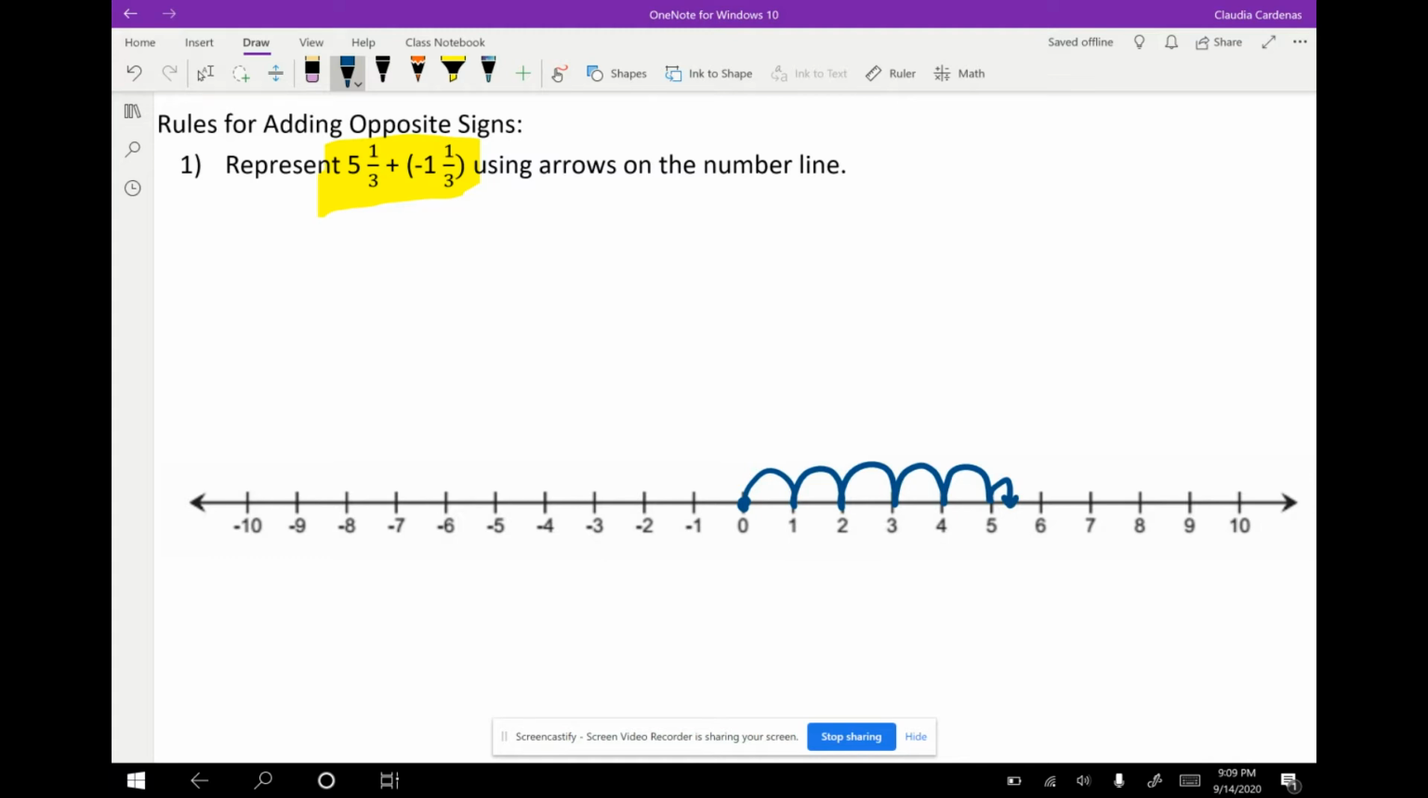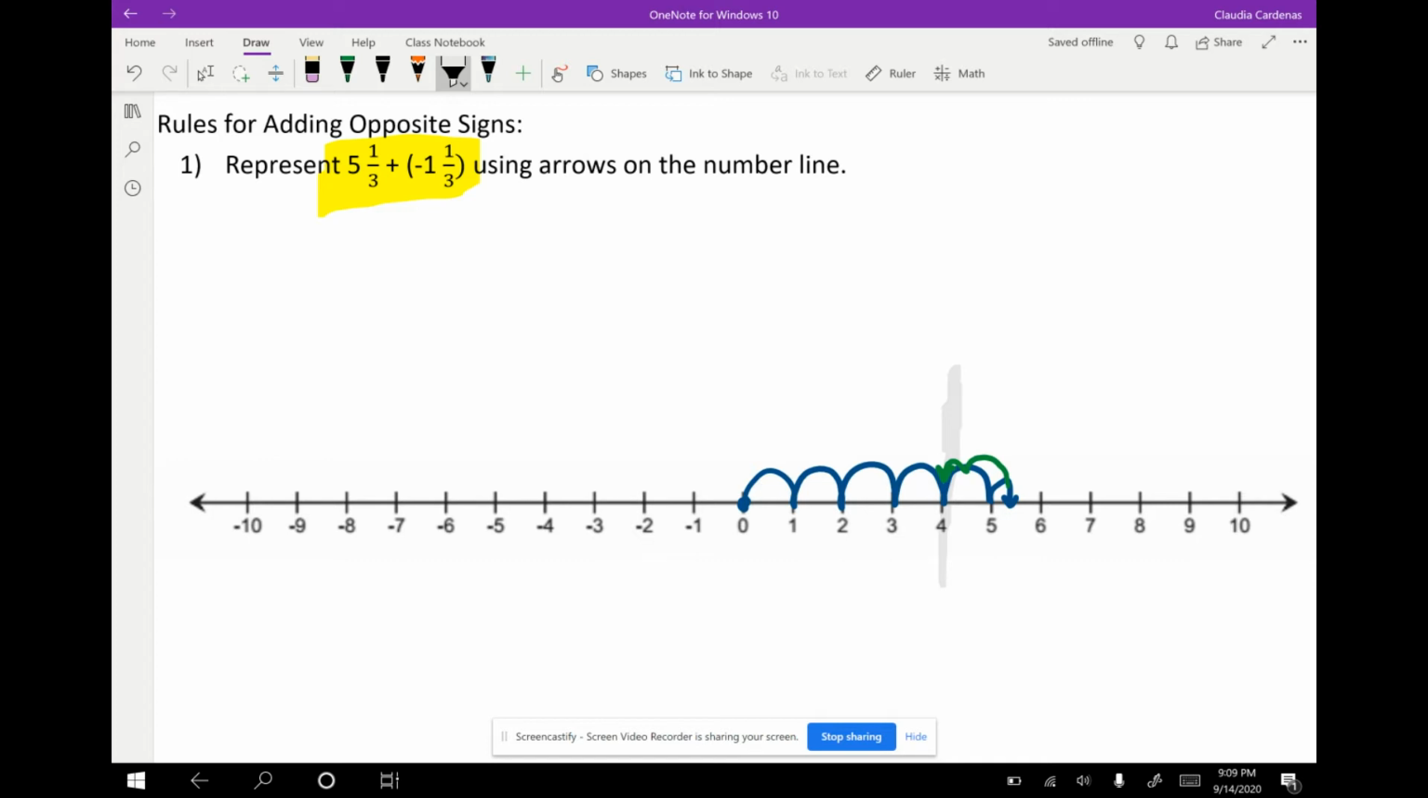Okay, now that we have done that, we need to add a -1 and 1/3. Well, since it's negative, we have to move it in the negative direction. So I'm going to take my pen from where I left off and go ahead and jump one whole and then 1/3. Okay, and let me go ahead and highlight this so you can see. Oh, that was not a good color to choose. So we can see where we landed. Okay, so we actually ended up on a +4.